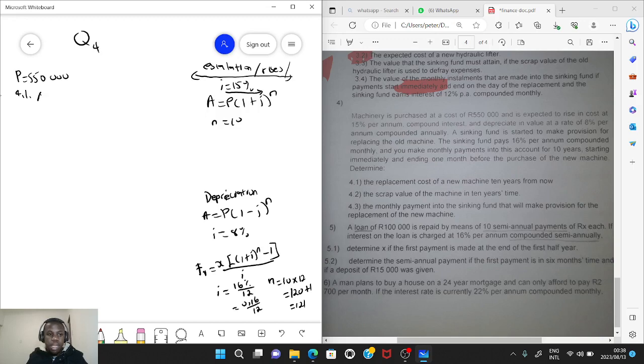So I would say, okay, A is equivalent to P into (1 plus i) to the power n. I know that P is my original cost, that's 550,000, and then I have (1 plus 0.15) to the power 10. So let's check what we have. Multiply by (1 plus 0.15) to the power 10. Okay, we get this amount.